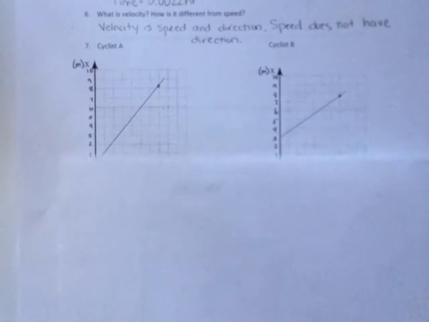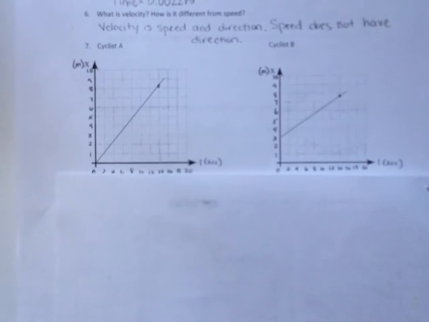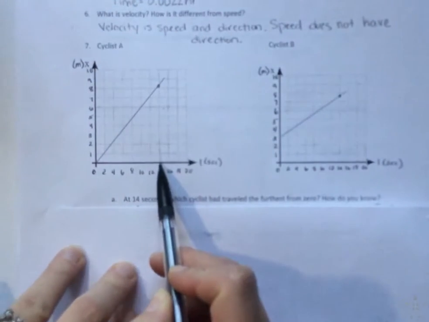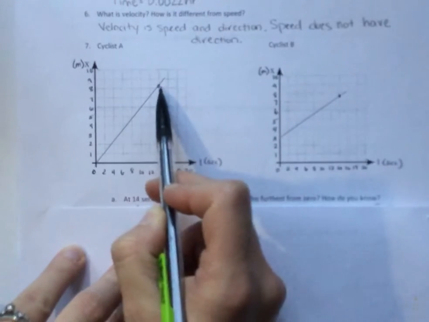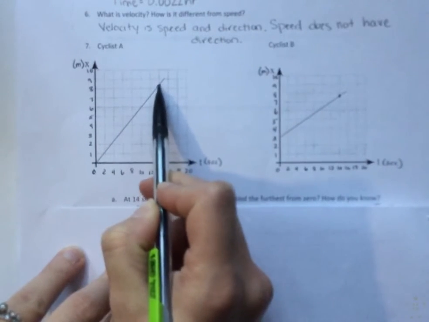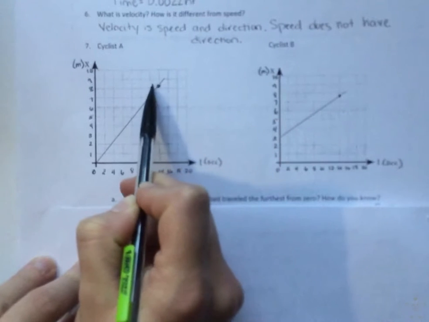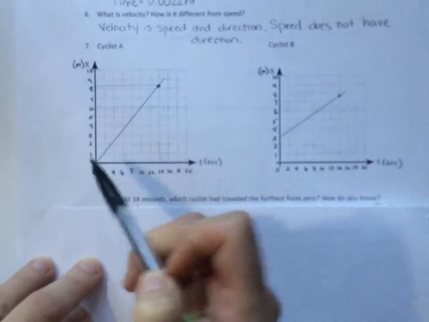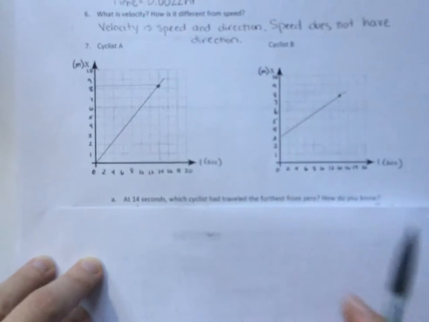So for number 7, we've got cyclist A and B. And so it's got a couple of questions about those guys. So at 14 seconds, which cyclist had traveled the furthest from the 0 point, and how do I know? How I would check that is find 14 seconds on the graph, follow it up. There he is, right there at 14 seconds, so I follow that on over to my position. Looks like he's a little over 8 meters away, cyclist A.